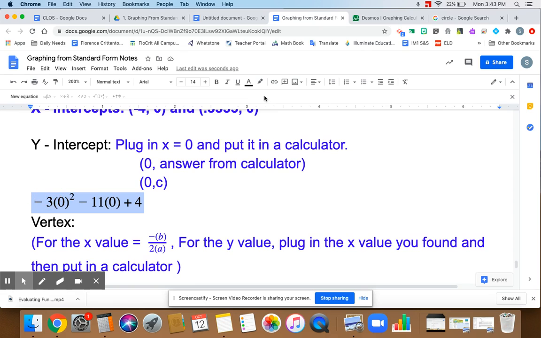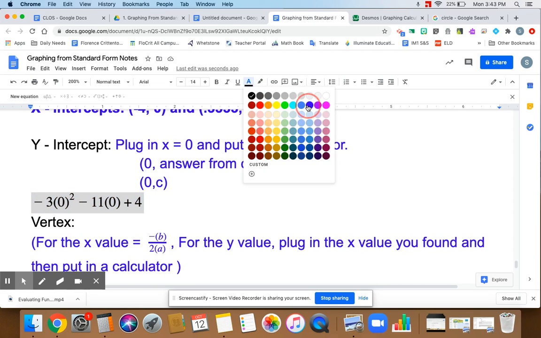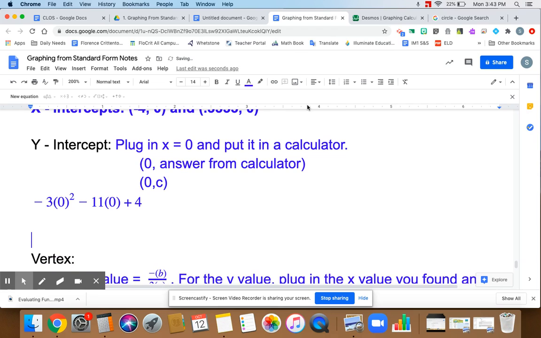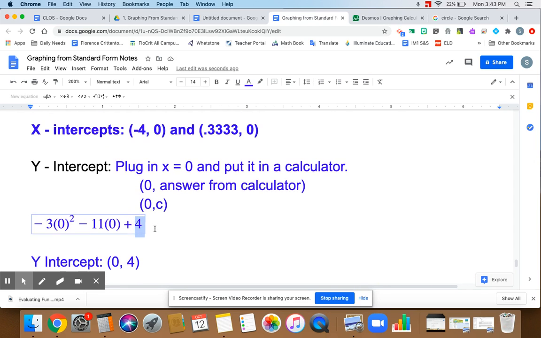So in this case, the y-intercept is going to be 0, comma, 4. This one's really fast because you don't actually have to do any math. You can always just look at whatever that last number is for standard form.